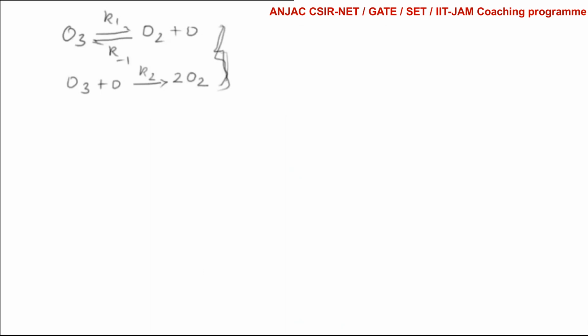How to apply the steady state approximation for this? Once again, in the steady state approximation, you have to calculate the intermediate concentration alone, that is sufficient. Or you can use the mass balance equation technique. They would tell you to write down the mass balance concentration for each species present. Here, what are the species present? Ozone is a species present here. Another species, O2, is present. And another species, O, is present. Only three species are present.